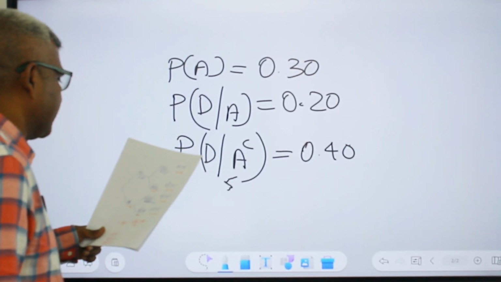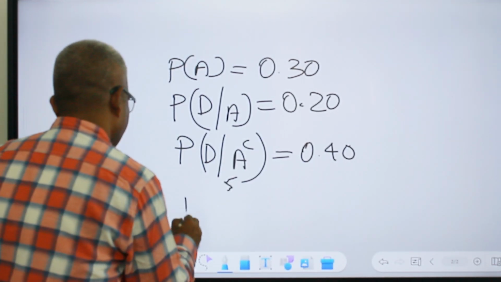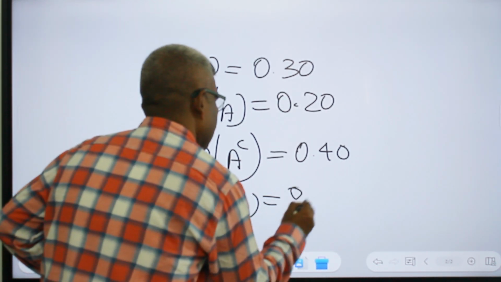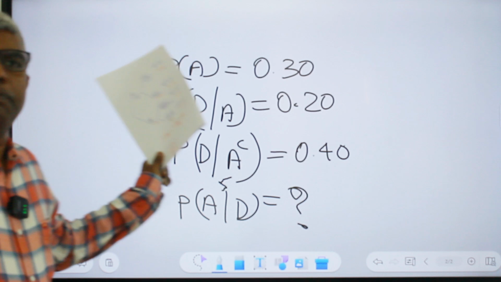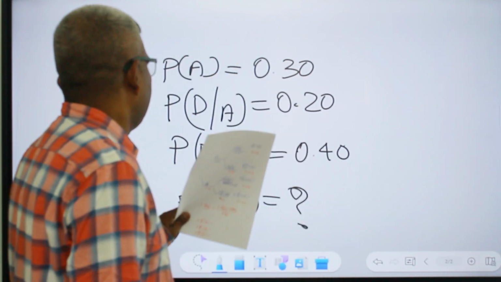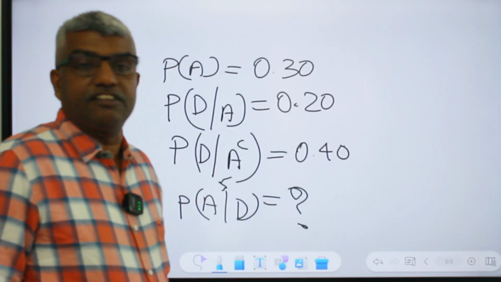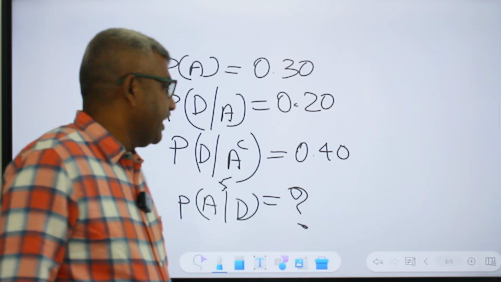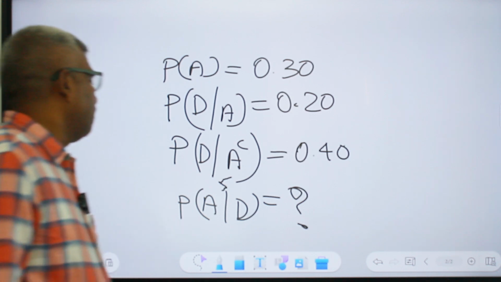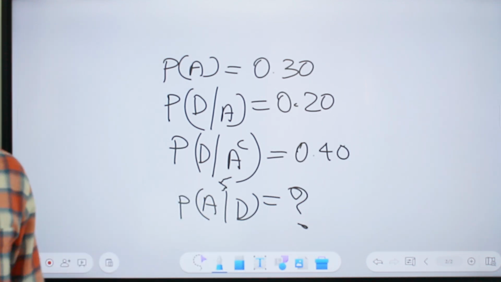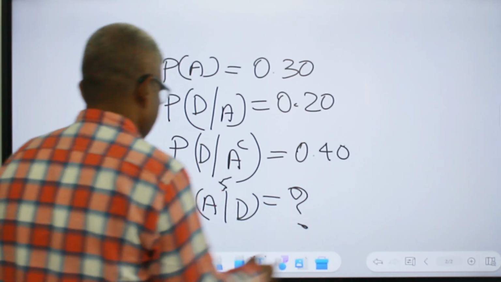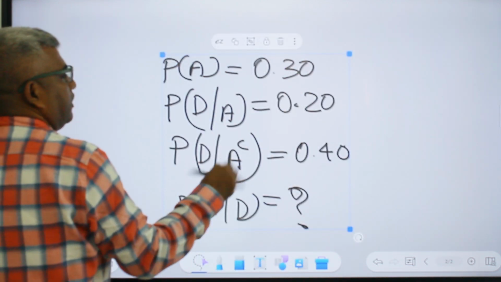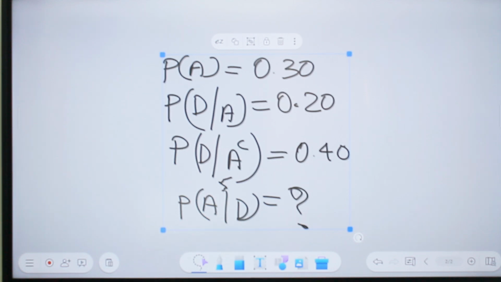Now they are asking probability of A given D. Okay. Probability of A is 0.3. Probability of D given A is 0.2. Probability of D given A complement is 0.4. What is probability of A given D? Okay, we are going to use Bayes theorem.